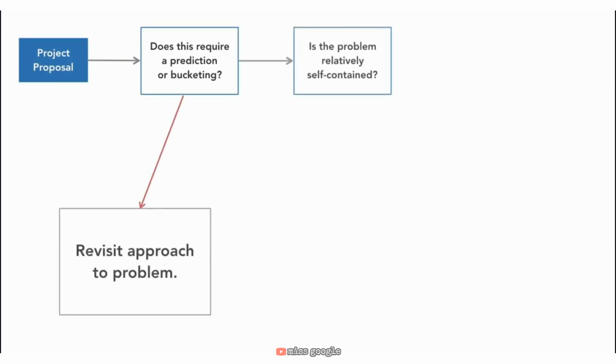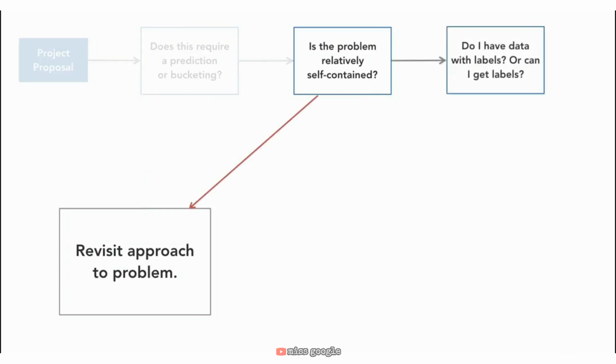If the answer is no, then you need to look at other solutions. If the answer is yes, then you can move on and say, is the problem relatively self-contained? Are there too many outside factors? If the answer is no, then revisit the approach to the problem. You probably don't want to use machine learning. If the answer is yes, then you can start looking at the actual data.